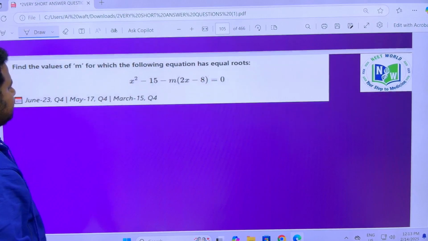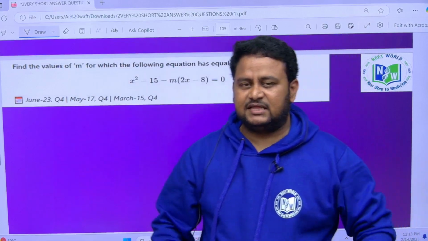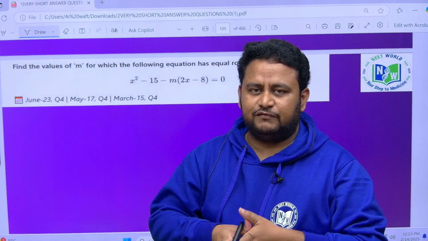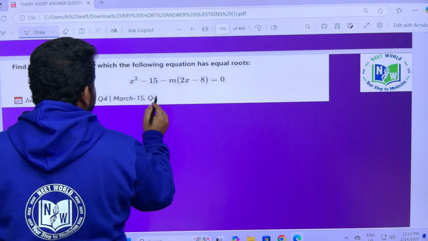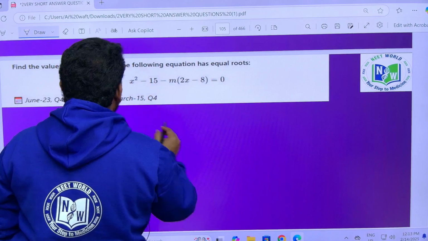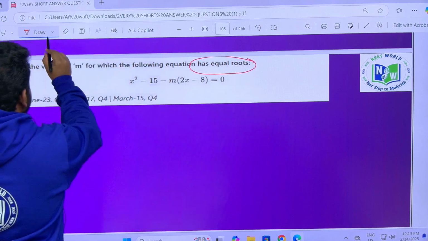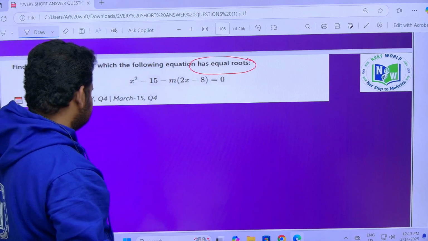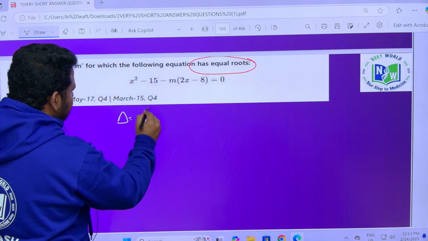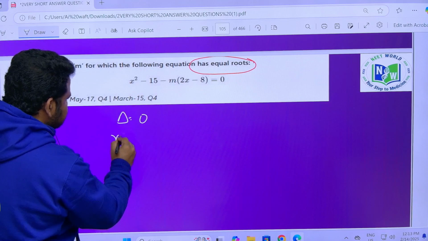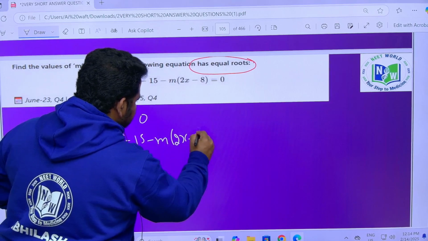This is also very simple, but looking at the question, it may appear complex to you. This is also based on discriminant, and then we solve the quadratic expression by factorization or splitting the middle term. See, they are telling find the values of m for which the following equation has equal roots. Be careful here, friends. They are only telling it is having equal roots. That means in the given expression, delta will be equal to 0. What is the given expression? The given equation is x square minus 15 m into 2x minus 8 is equal to 0.